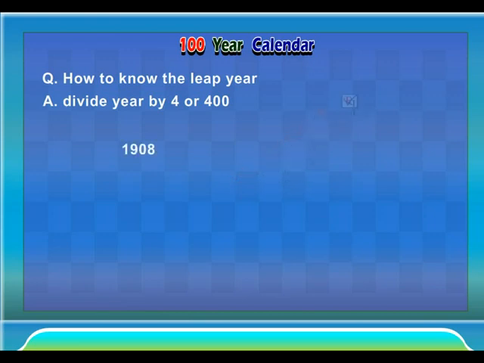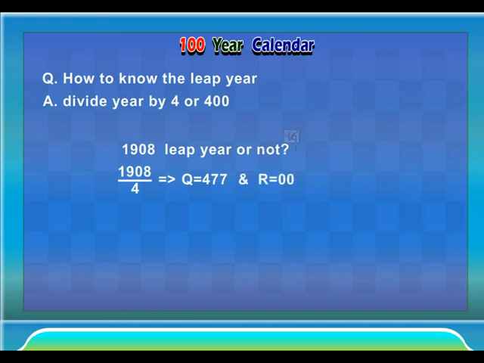Let's take an example of 1908. To know whether this year is leap or not, we simply divide it by 4. So, 1908 divided by 4 gives us quotient as 477 and remainder as 0, 0. As the remainder is 0, 0, we can say that the year 1908 is a leap year. Remember, we are interested in the remainder, not in the quotient.